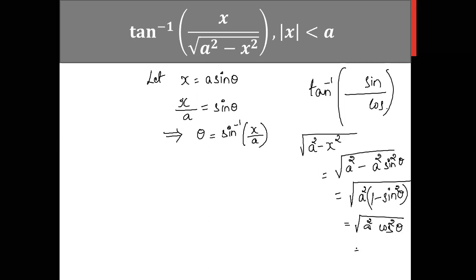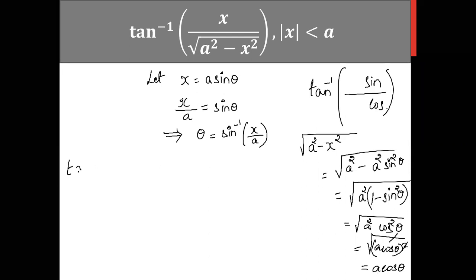So now you have square root and square, so it becomes a cos theta whole square. Correct? So square root and square get cancelled. So your denominator has been reduced to a cos theta. Correct? Your denominator has been reduced to a cos theta.